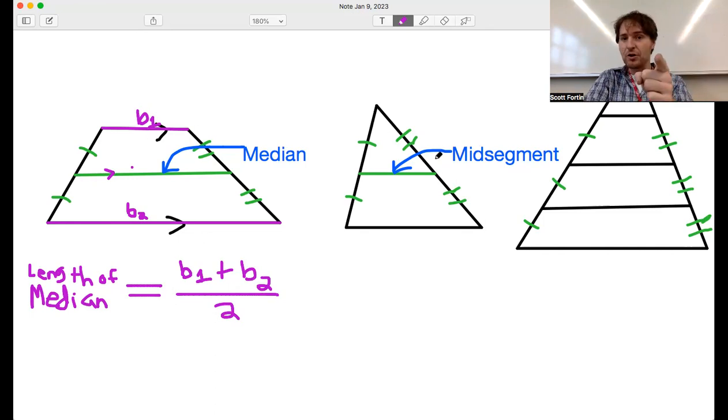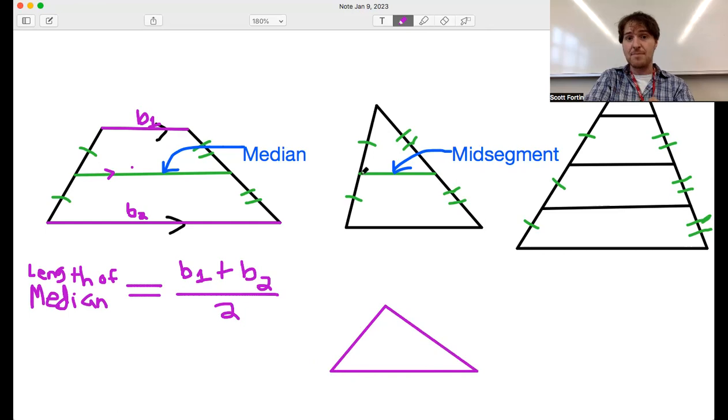Okay, mid-segment, a little bit easier here. Mid-segment, hey, any triangle. Let me draw a triangle. It's got 3 sides, so it's got 3 mid segments. I've got a mid segment here. This also can go to a midpoint, and this can connect midpoints too. So there are three mid segments, a mid segment here, a mid segment here, and a mid segment here.